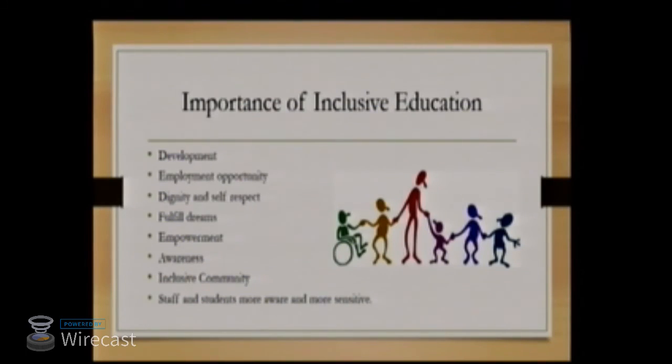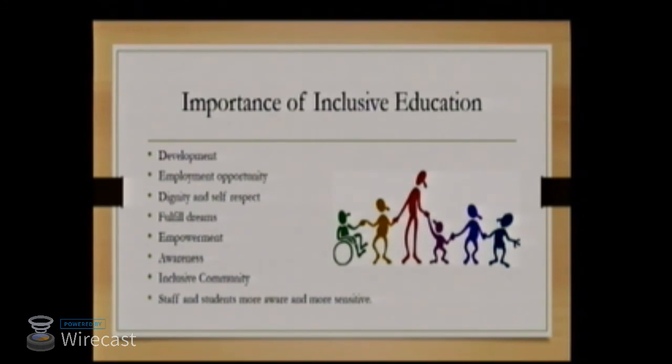Now, coming down to the importance of inclusive education, and I would like to use myself as an example in this. Now, the only reason I'm here in USP is because it's accessible. If USP was not accessible, or if there was no inclusive education at all, I'll probably be at home, isolated, not knowing what's happening around me. So development is one of the outcomes of inclusive education. There's more employment opportunities.